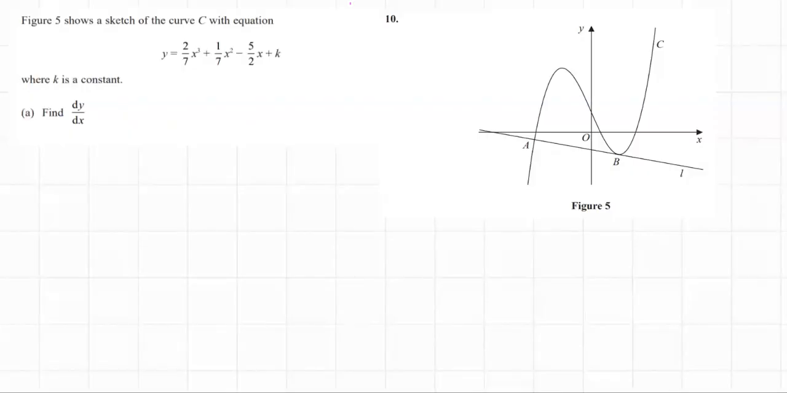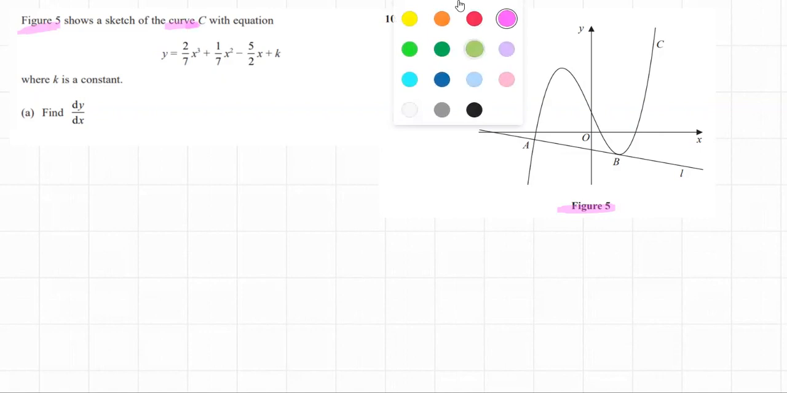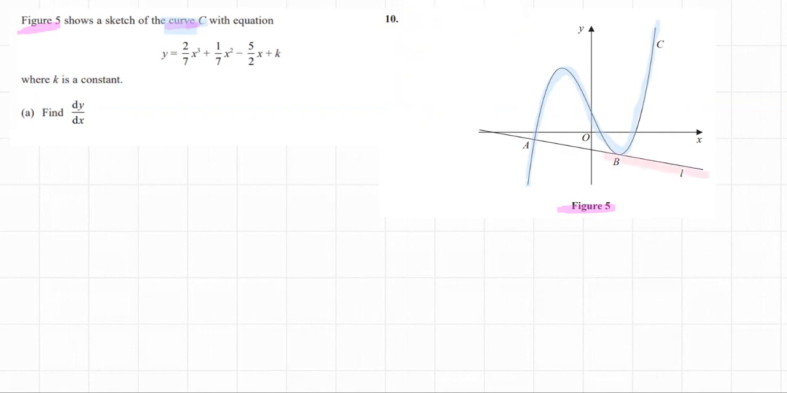We're given figure 5 over here with a curve C. And this is our curve. And we're also given, let's do our curve in blue, the line L. No information is given for part a about the line L. All right, here's our curve.